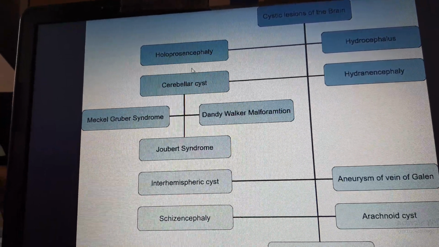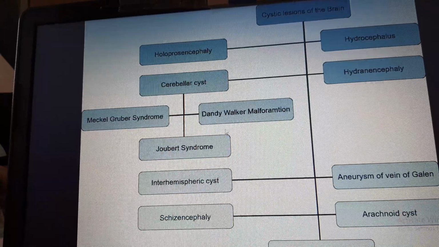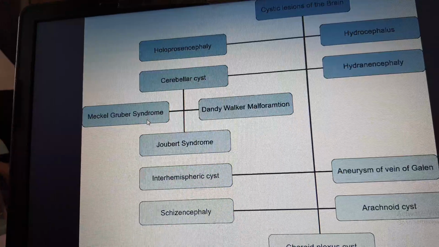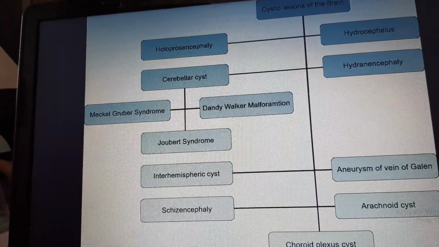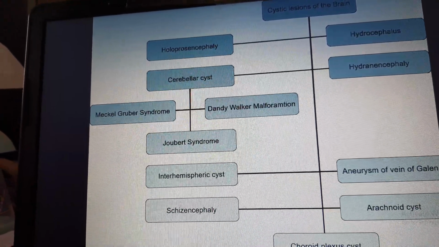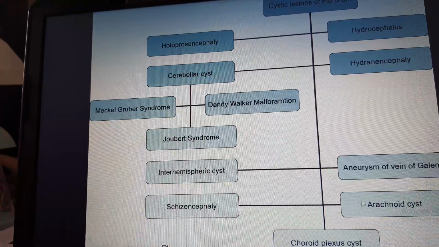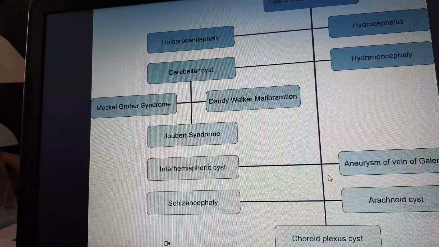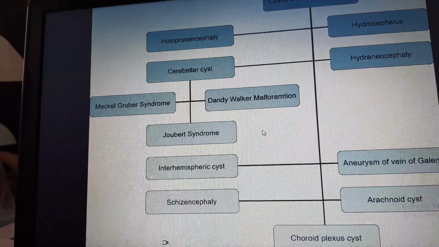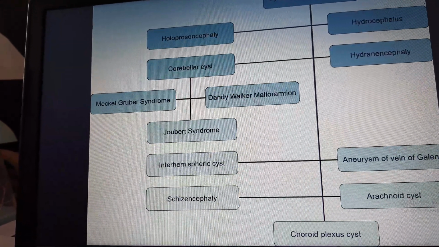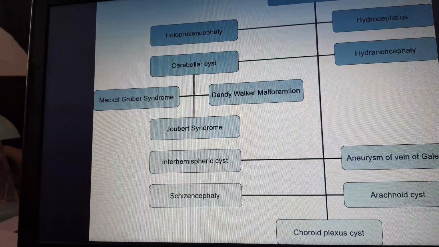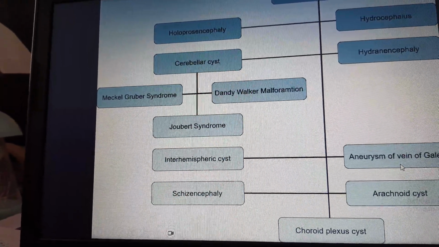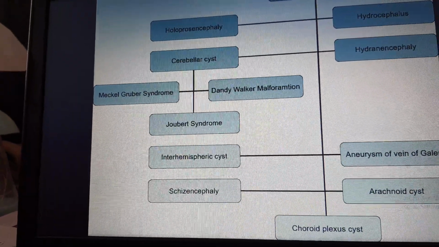Cerebellar cyst in the posterior compartment. The differential diagnosis can be Dandy-Walker malformation, Joubert syndrome, Meckel-Gruber syndrome, and of course every one of them has different associations with the presence of the cerebellar cyst. Aneurysm of vein of Galen and arachnoid cyst are in the midline. And so when you find a cyst in the midline of the brain, which is at the falx cerebri, you think of the aneurysm of vein of Galen or the arachnoid cyst, and simply you introduce Doppler ultrasound. The aneurysm of vein of Galen is giving color. Arachnoid cyst will not give you that color.